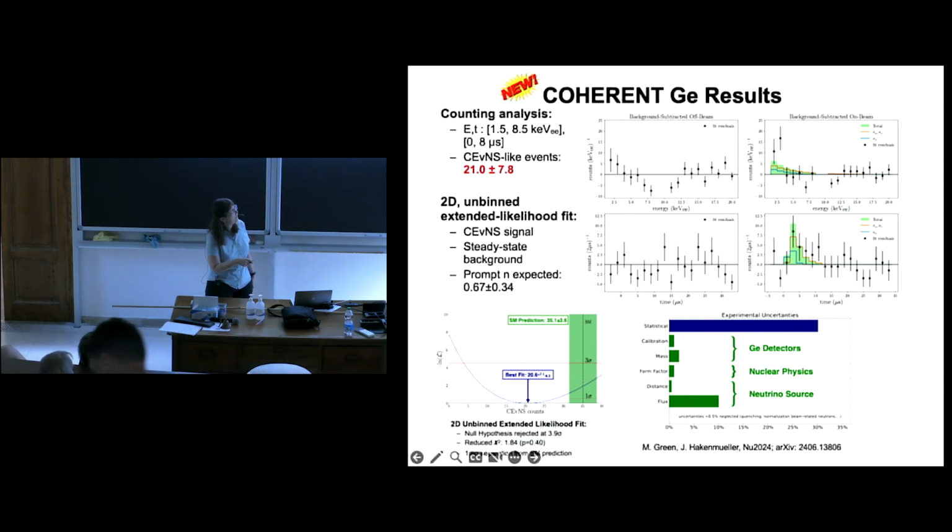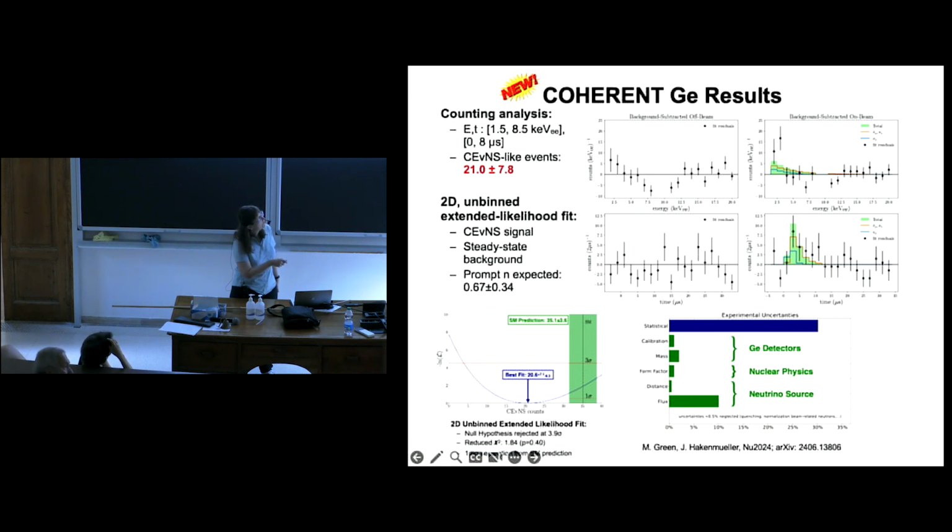These are the data sets. These are the on-beam data, so this is energy and time. We can use both the energy and the time in germanium. Germanium has somewhat slow timing, but it's still approximately microsecond-ish, so we can use it. And superimposed on here is the standard model expectation.